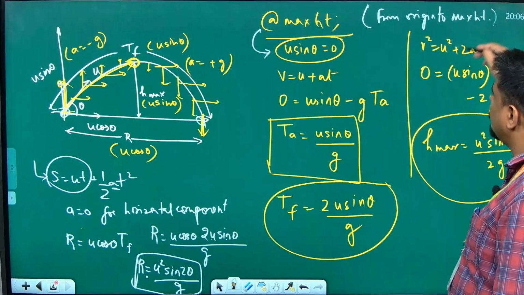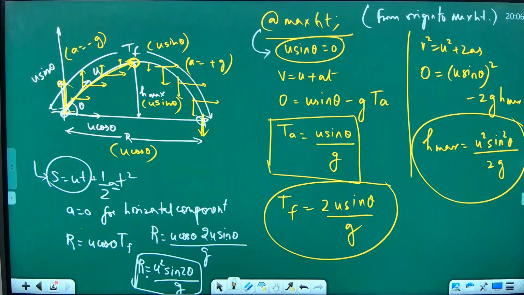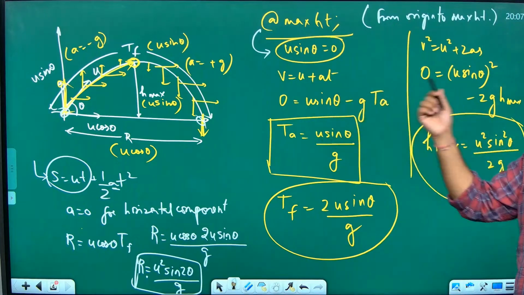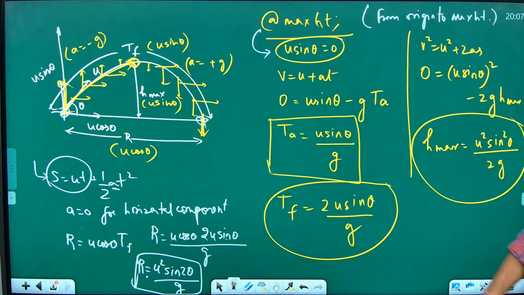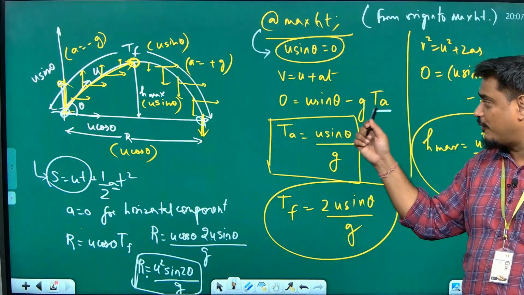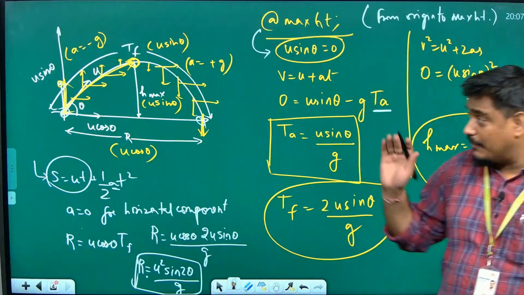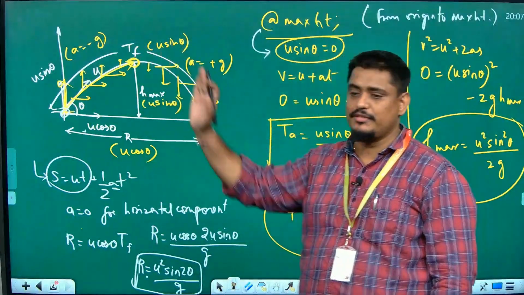Are you getting, Raghav? 0 of which component? Vertical component alone. That's why I have taken final velocity as 0 here and here also. And initial velocity is how much? U sin theta. That's why I wrote only time of ascent here, not time of flight, because I am talking only from the starting point to the halfway point.